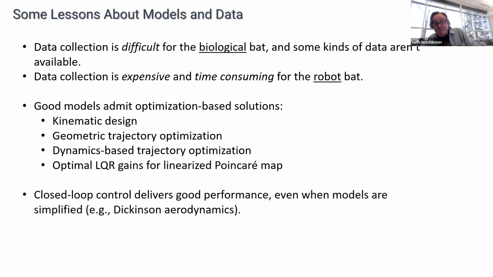And what do we learn? Closed loop control makes that bat fly pretty well, even when the models are pretty stupid. Right? The Dickinson aerodynamics model is really not remotely accurate for this bat robot. Right? The bat robot, we used this silicon membrane that we fabricated ourselves, and it was very flexible.